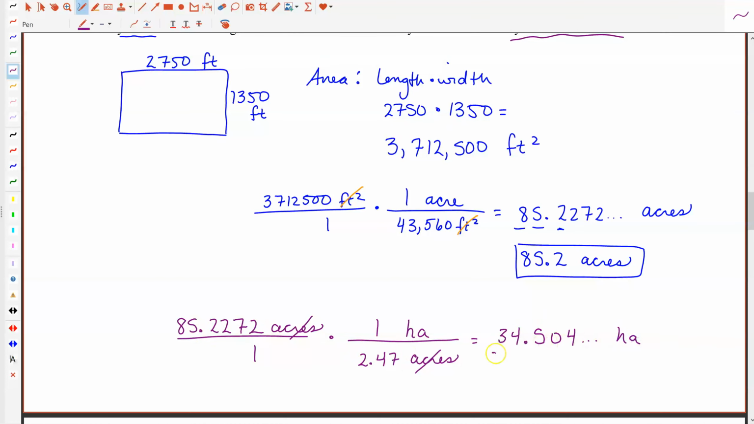If I want to keep that to 3 significant digits, so I'll keep the 3, the 4, and then looking at the third spot, since the number to the right of that is 0, I won't round up, so this will be 34.5 hectares for my final land measurement for the area of this field.